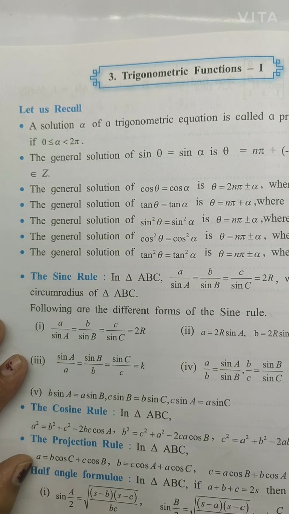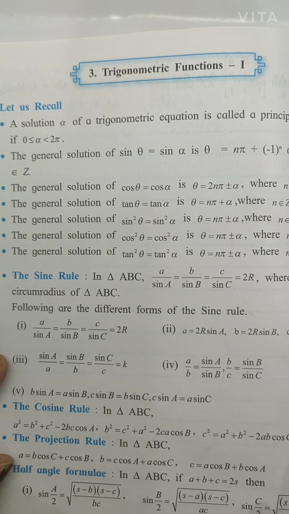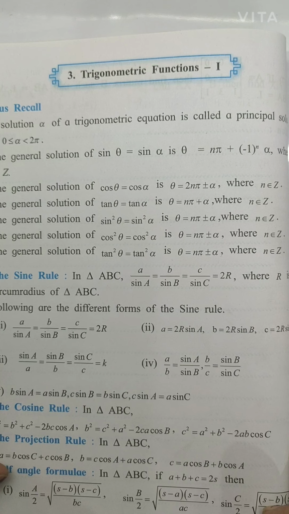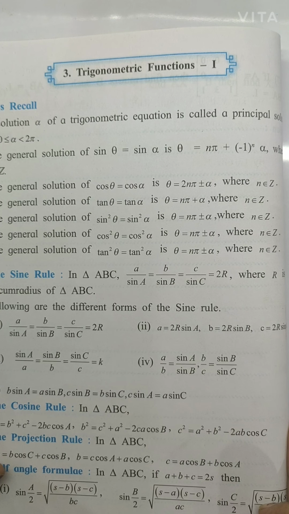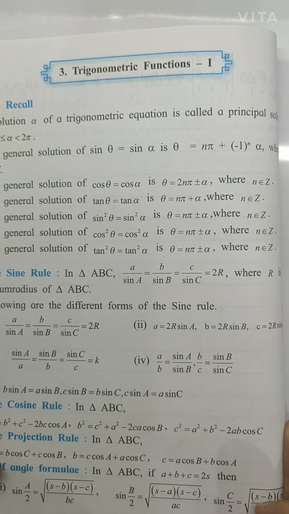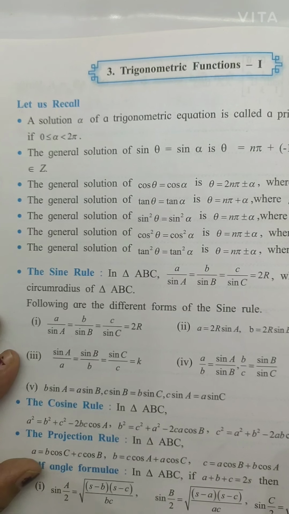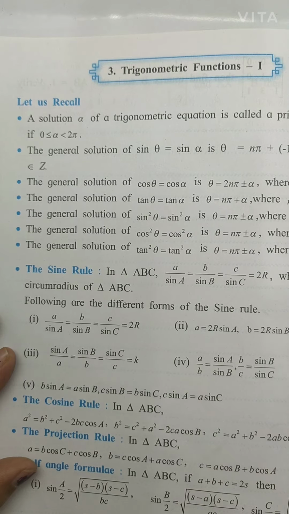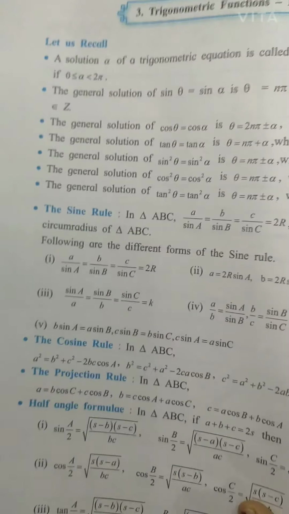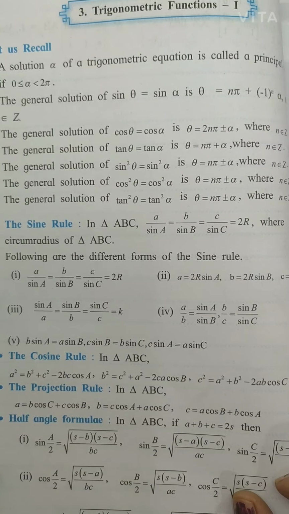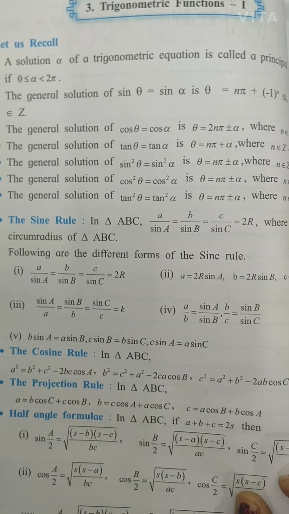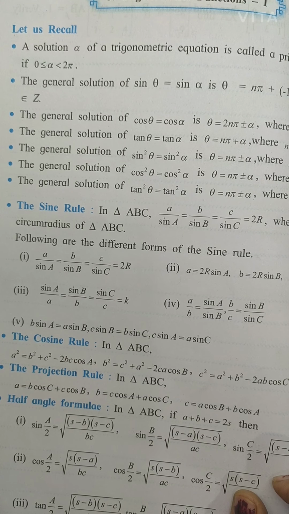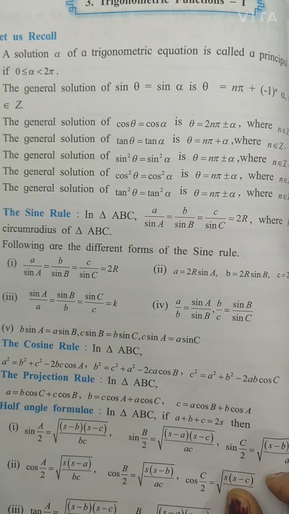Now next thing, the sine rule is given. This is the statement of the sine rule in triangle ABC. a upon sin A equals b upon sin B equals c upon sin C equals 2R, where R is known as the circumradius of triangle ABC. There are different forms of the sine rule. Number 1, a upon sin A equals b upon sin B equals c upon sin C, which equals twice R.